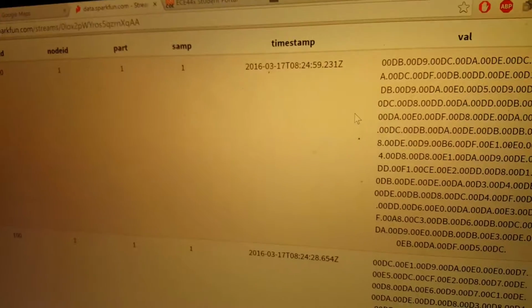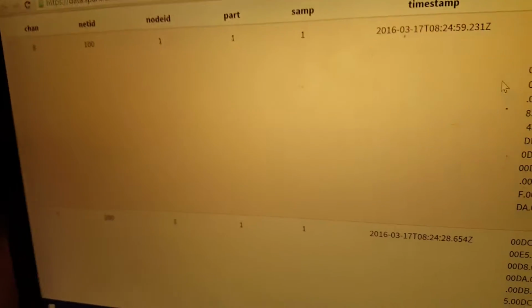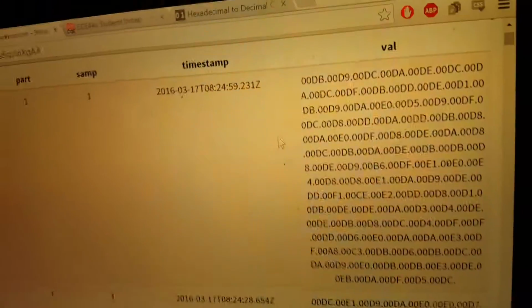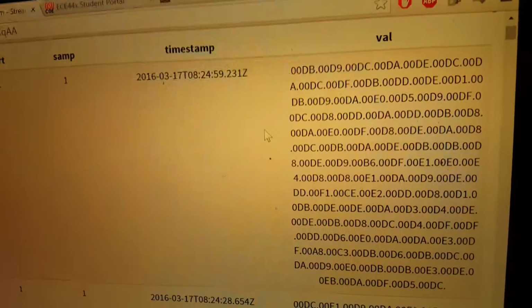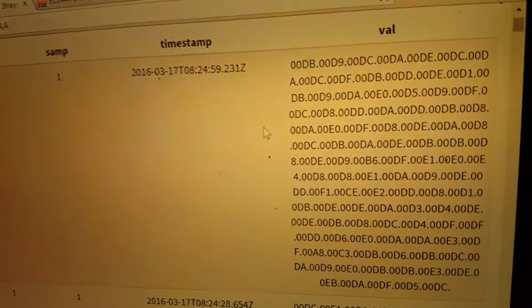One more point of clarification. Earlier we mentioned that the data we were receiving was from channel 0. On the database, our channels are labeled 1 through 8, whereas we labeled our actual channels on our sensor board 0 through 7. So channel 1 on the database corresponds to channel 0 on the board. That's off by 1.